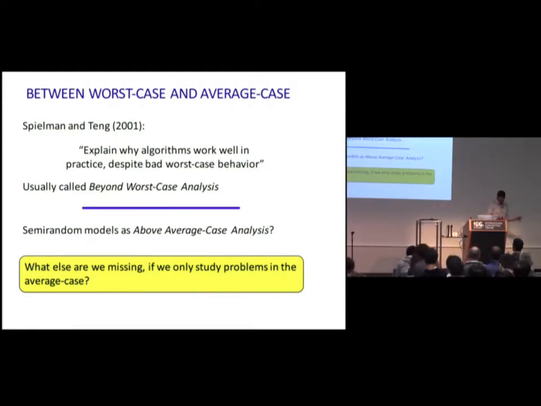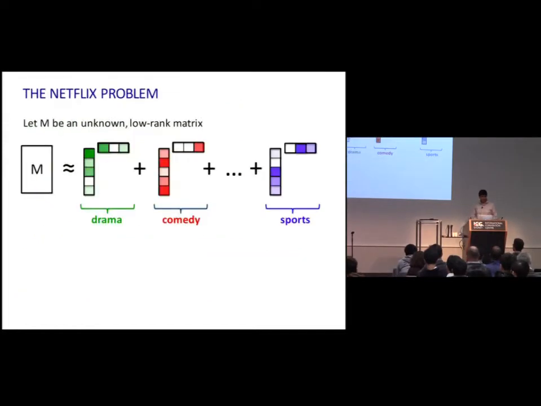And I want to end with some open questions, because I think this notion of going above average case has many interesting implications for things like machine learning. So one of my favorite problems is matrix completion. Sometimes you'll hear it called the Netflix problem. What's happening there, I don't want to get into too many technical details because it's late. I'm still on East Coast time.